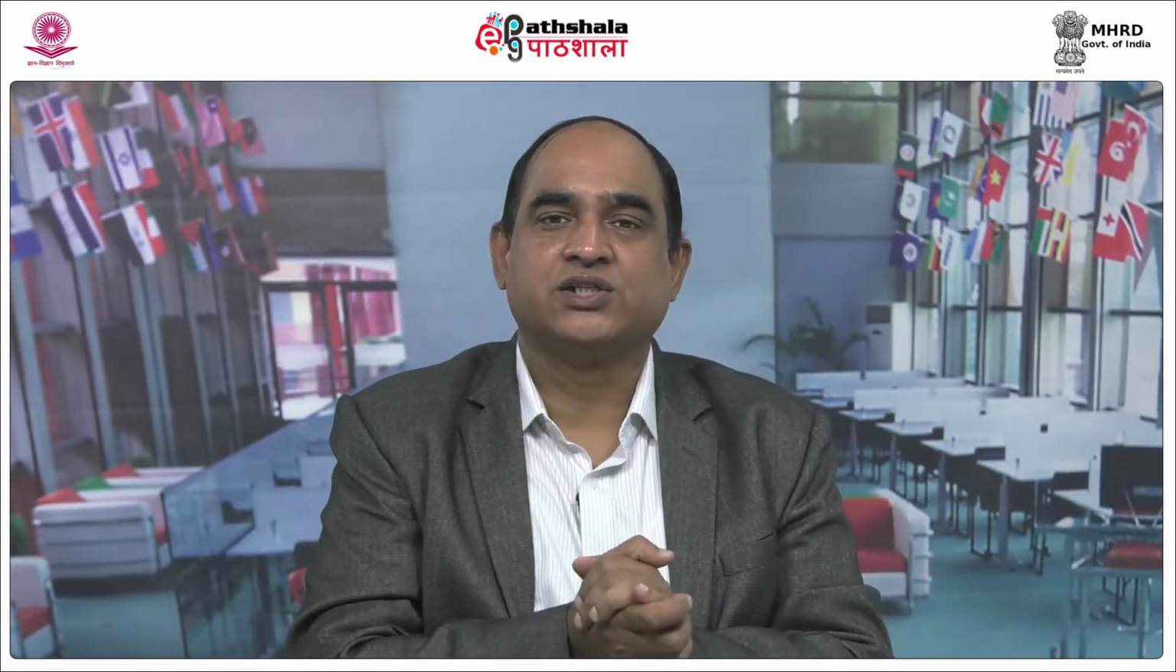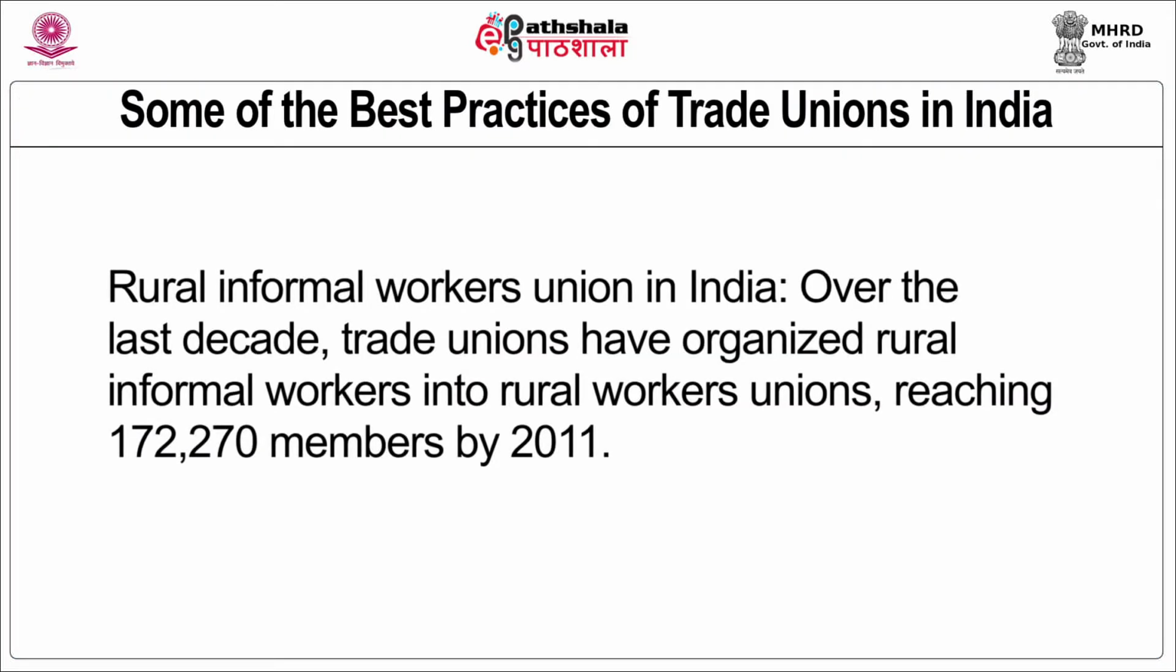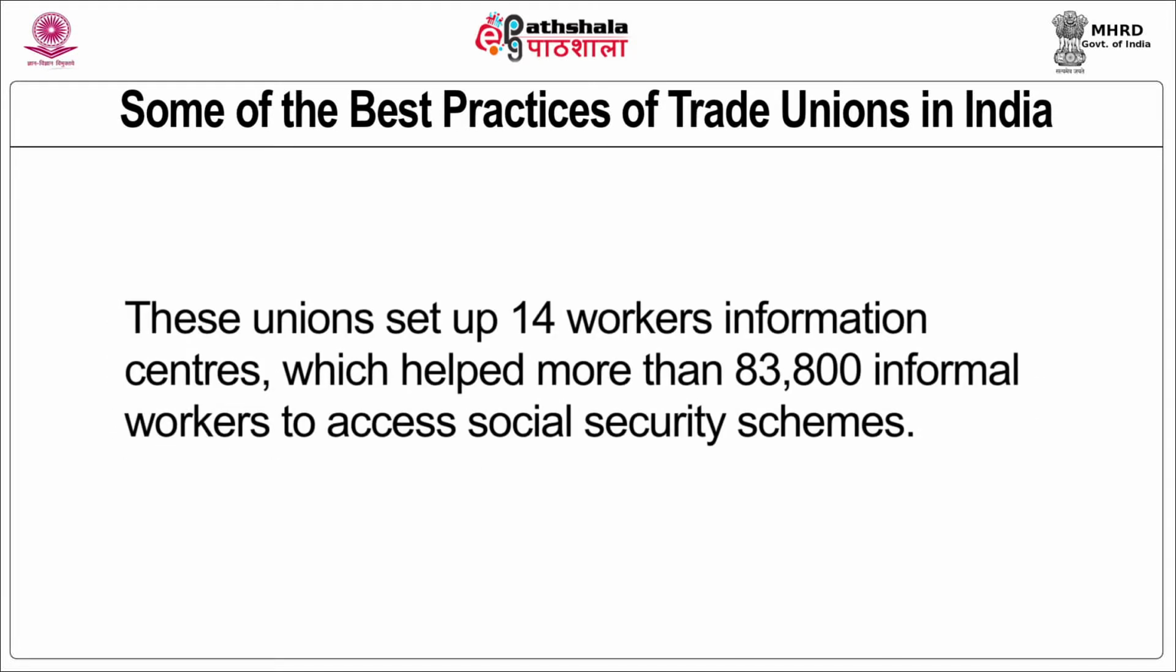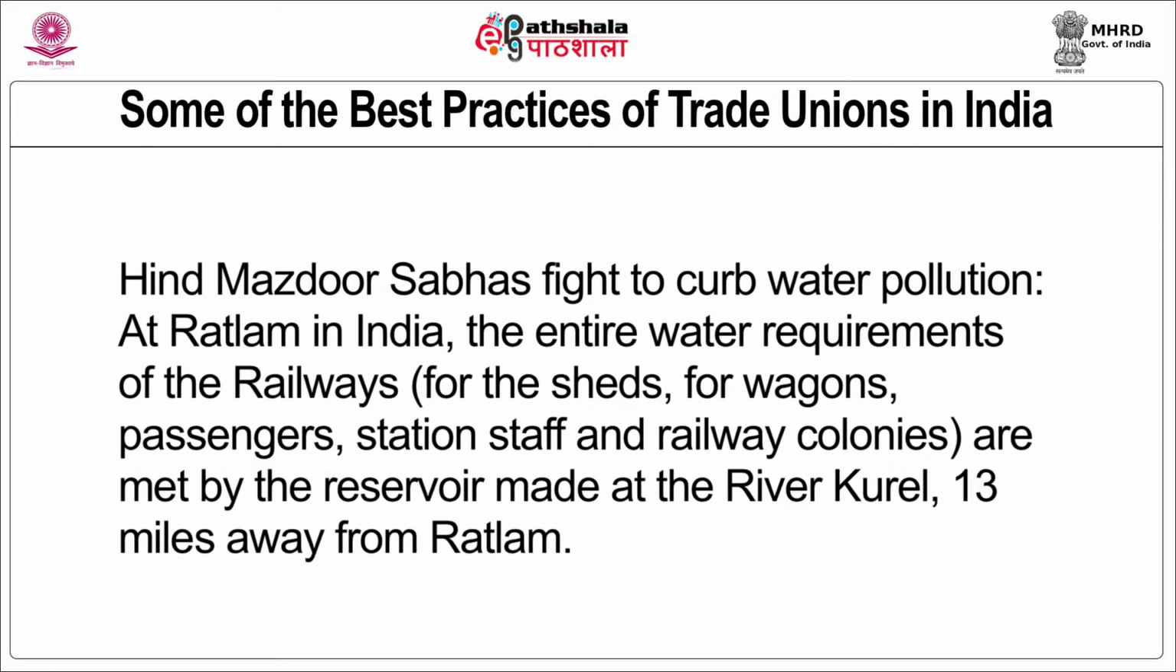Now, let us turn our attention to some of the best practices in this regard. Over the last decade, trade unions have organized rural informal workers into rural workers unions, reaching 1,72,270 members by 2011. These unions set up 14 workers information centers which help more than 83,800 informal workers to access social security schemes. Hind Mazdoor Sabha's fight to curb water pollution.